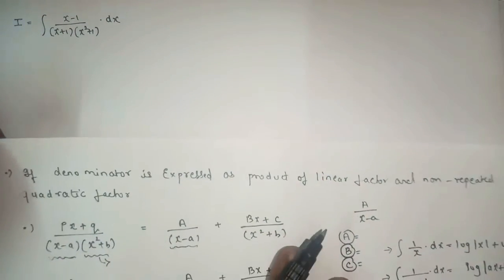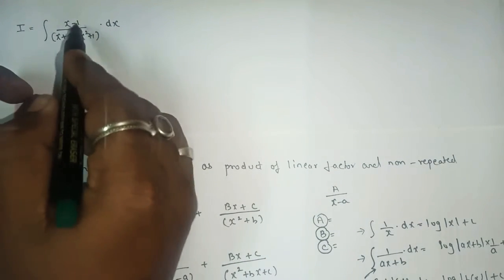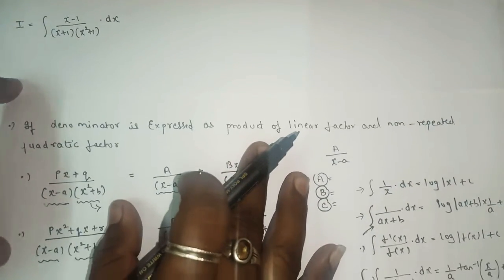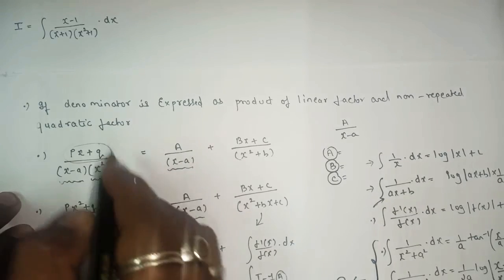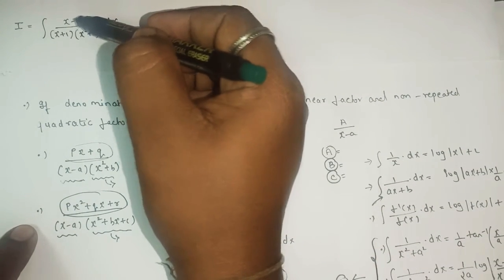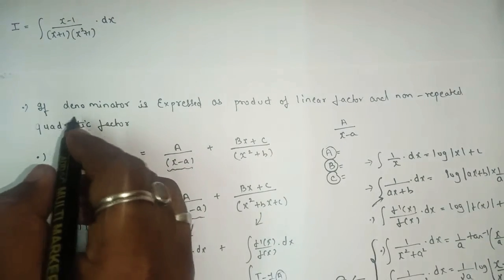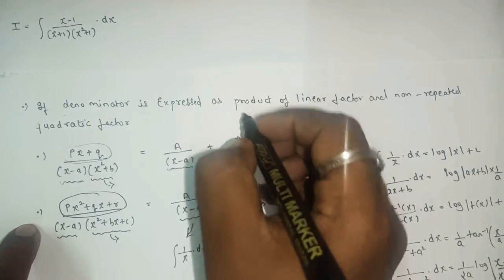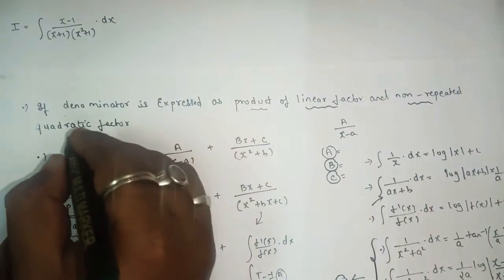Okay, so here we have one example in front of us. Here we have the integral of (x minus 1) upon (x plus 1)(x square plus 1). So forget about the numerator, whether it is a linear factor or a quadratic, it doesn't matter. Just focus on the denominator. Your denominator should be expressed as what? Product of linear factor and non-repeated quadratic factor.